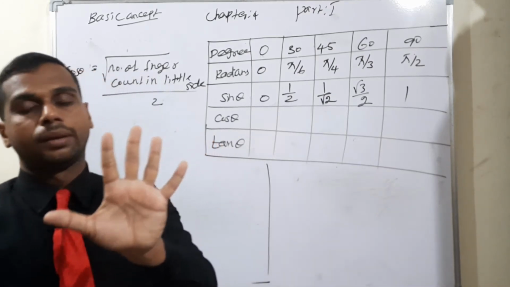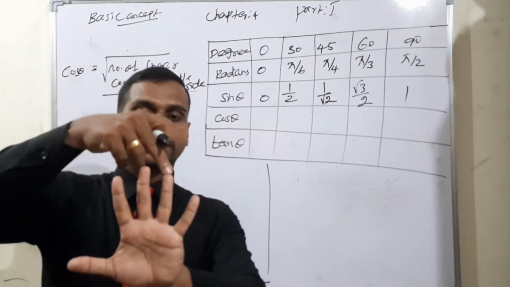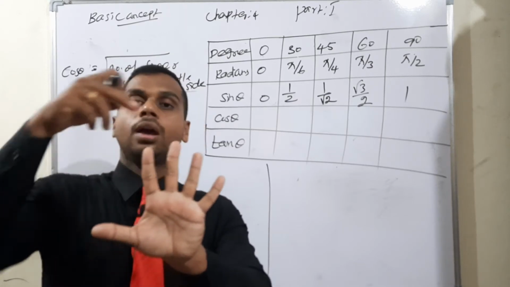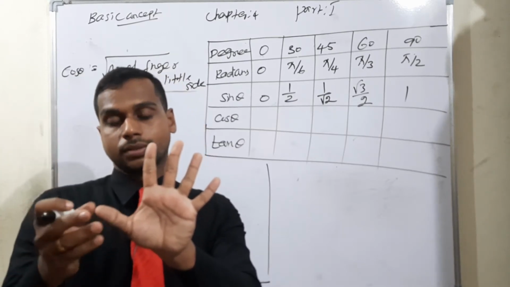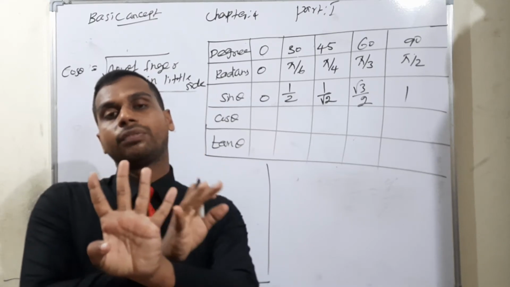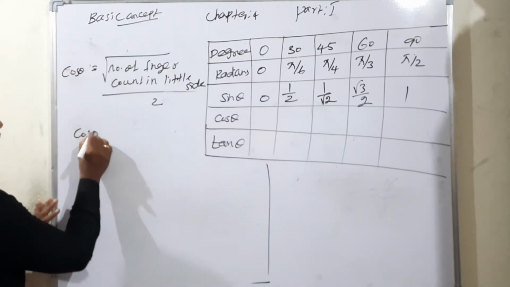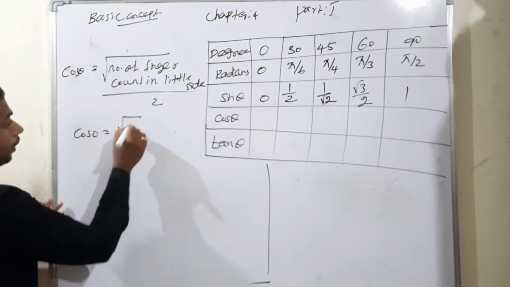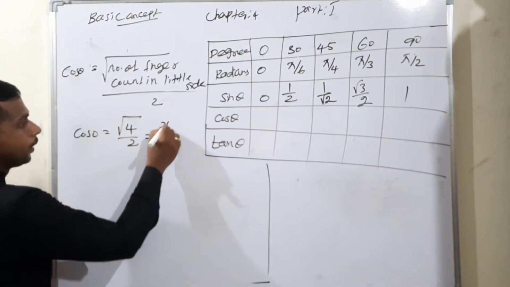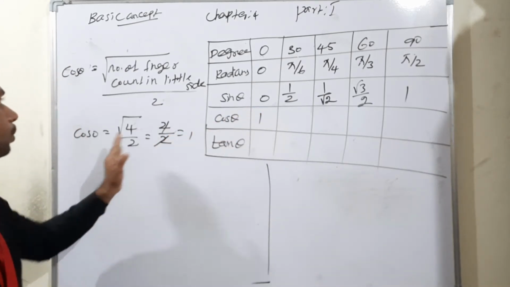Cos theta means, look here, you have to check the little side. It's the same: 0, 30, 45, 60, 90, or 0, pi by 6, pi by 4, pi by 3, pi by 2. First check cos 0. For cos 0, fold the thumb side and check how many fingers remain on the little side. 4 fingers remain. Therefore cos 0 is equal to root 4 by 2. Root 4 is 2, so 2 by 2 is equal to 1. Therefore cos 0 value will be 1. I am moving to cos 30.